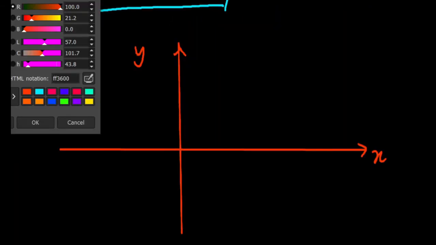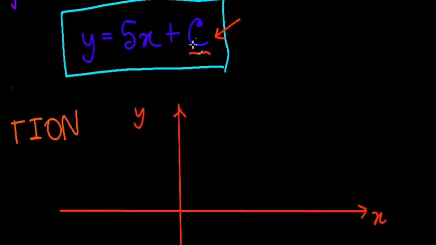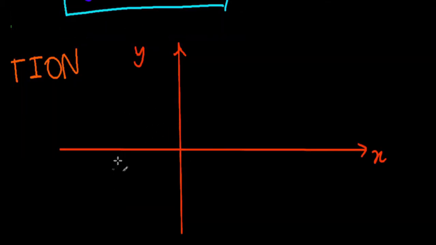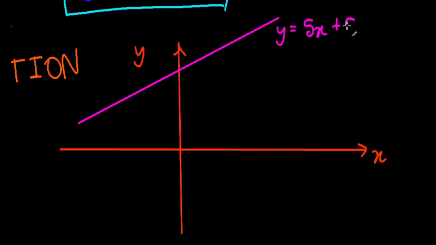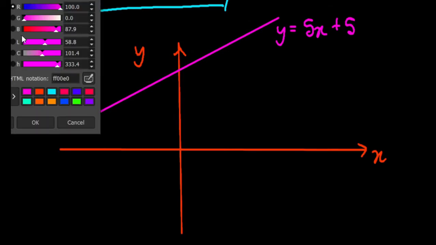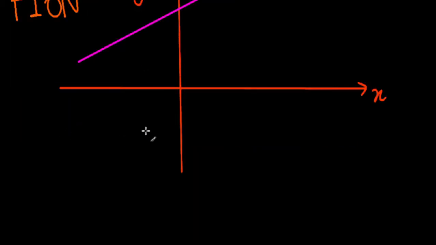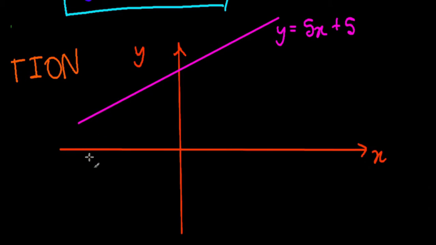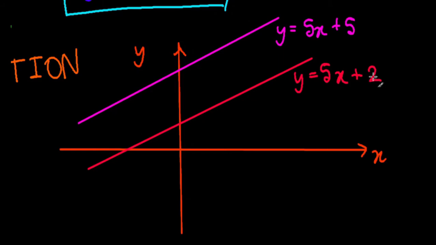Okay, so let me just make c equal to 5. Taking our y-intercept as 5, suppose I have some line like this. So this is gonna be y equals 5x plus 5. Let's do another one, let's say in red. Let's make c equal to 2, and what I'll have here is something like this. So y equals 5x plus 2. Right? So this is for c equals 5. This is for c equals 2.